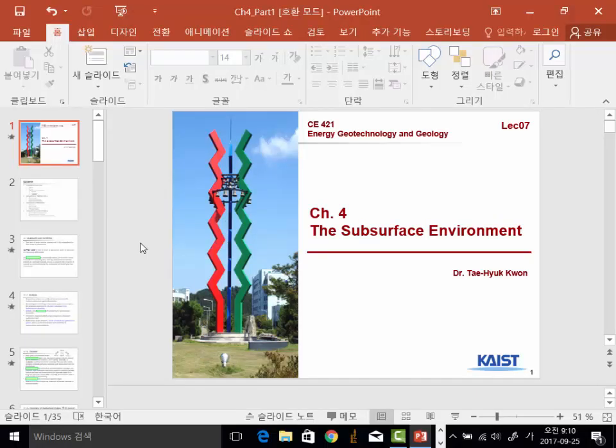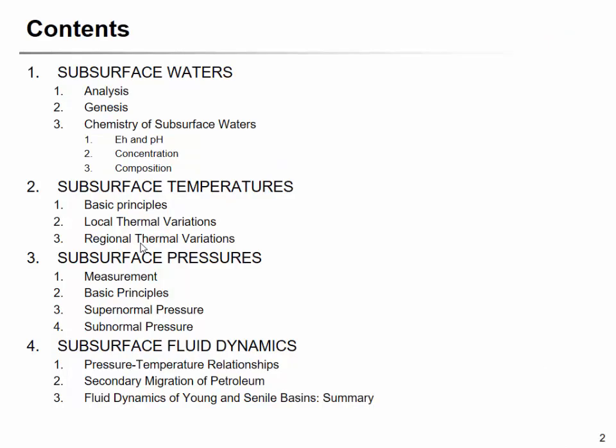And today, from this class and to the next class, we'll cover chapter 4, which is about the subsurface environment. We're going to discuss what the pore water or the subsurface water is composed of, what the temperature is and how it changes, and what influence factors affect the subsurface temperature, and the subsurface pressure.